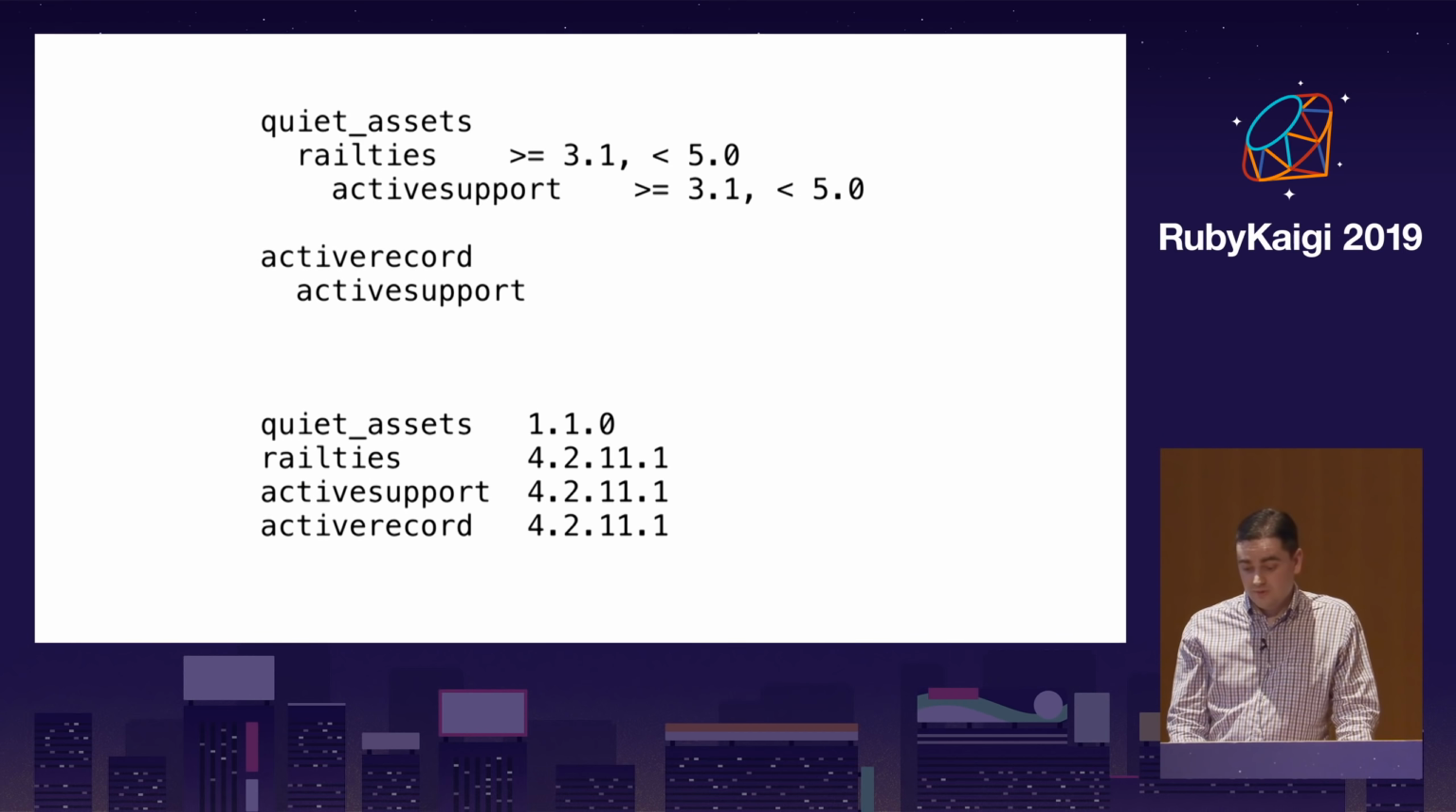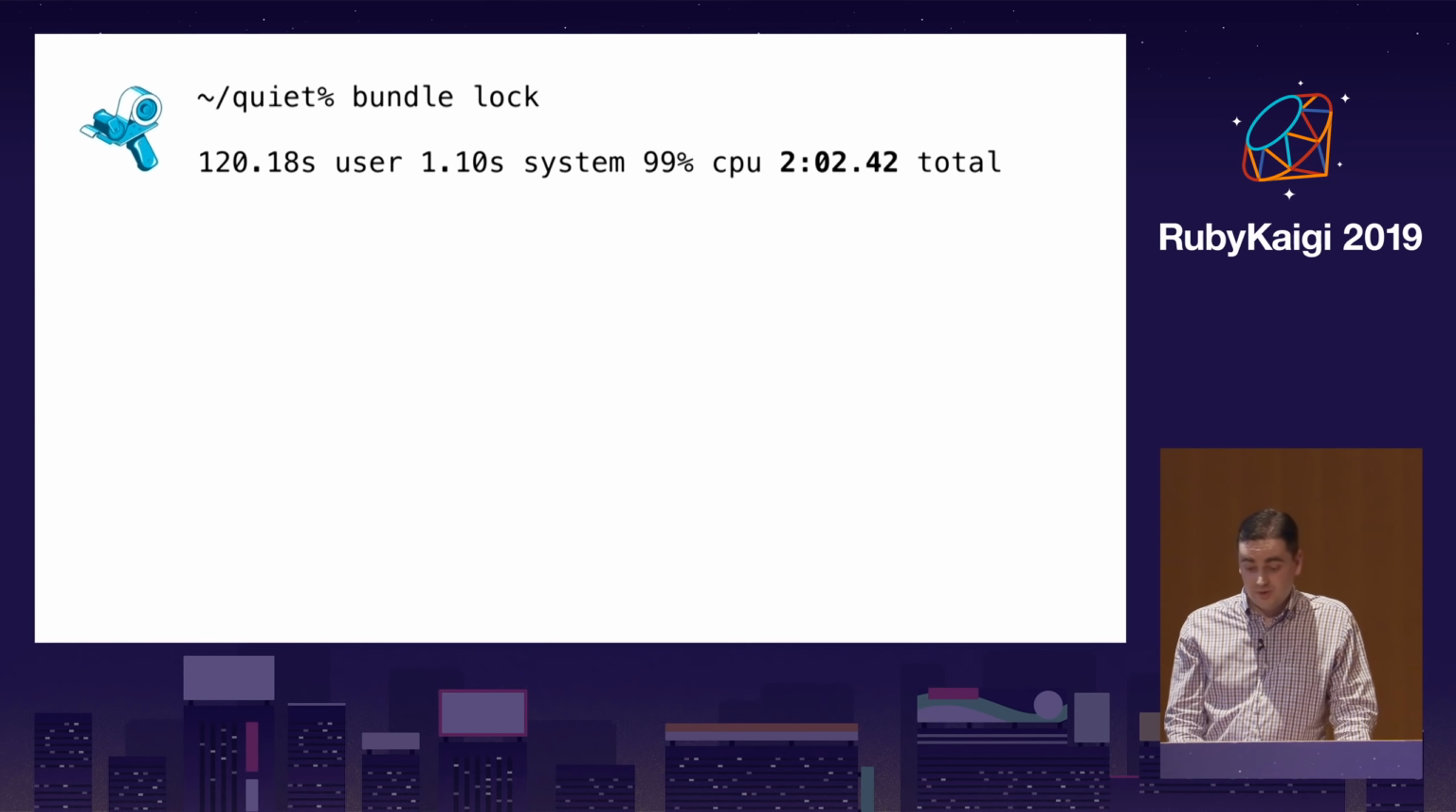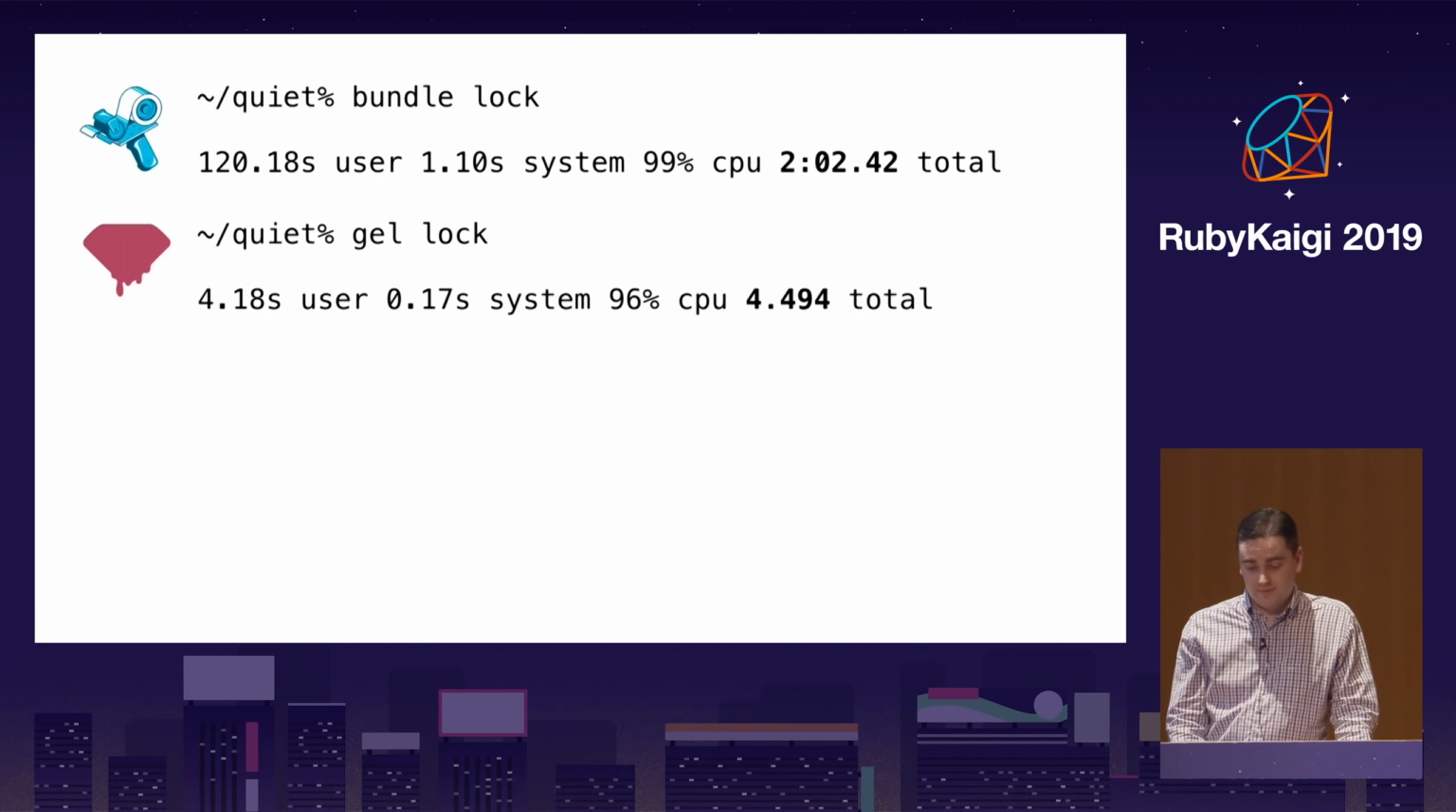Because we always prefer the newest version possible, to find this solution, all the 5-point-something versions of Active Record and Active Support must be considered first. We won't watch this one run, but despite being a much shorter Gemfile, this takes 2 minutes with Bundler. We can also see that this time it's all in the CPU. Our improved caching is not going to help here, so it's down to the PubGrub algorithm. Gel does it in 4.5 seconds.